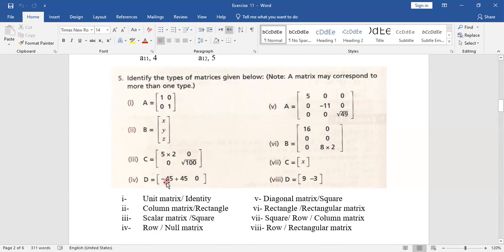Fourth is minus 45 plus 45, which is equal to 0. 0 is equal to 0. So it is a row matrix. There is only one row, and there are 2 zeros. So it is a null matrix.